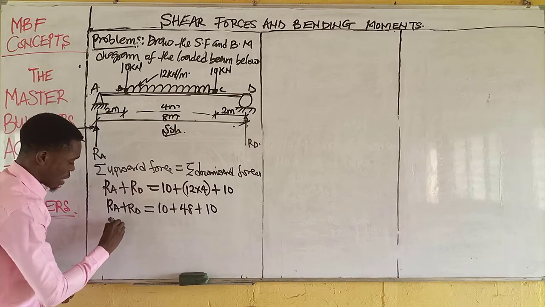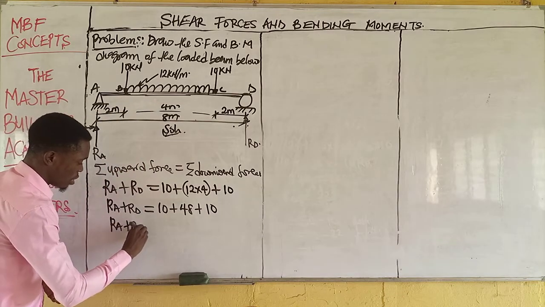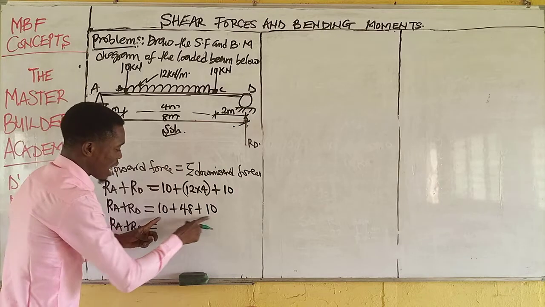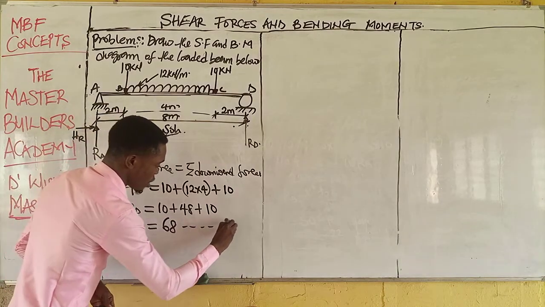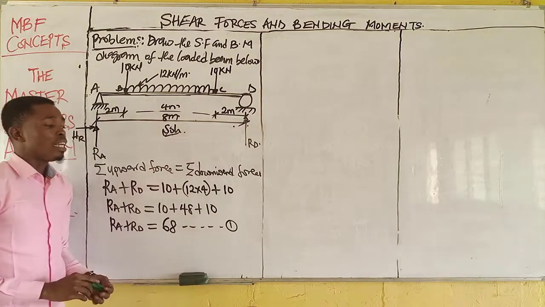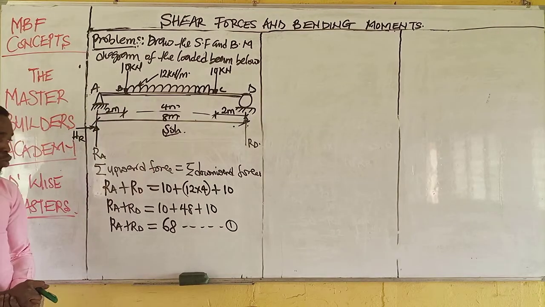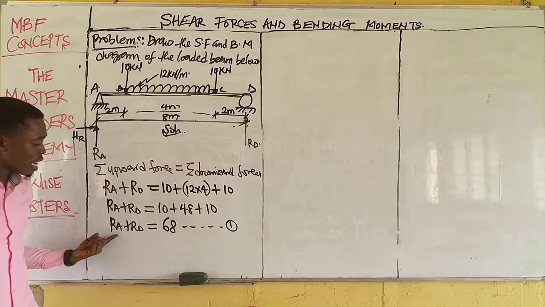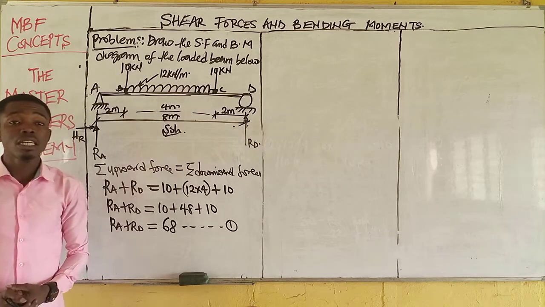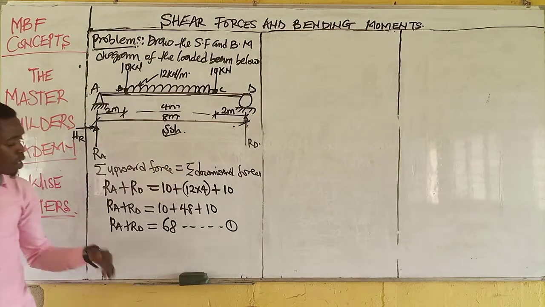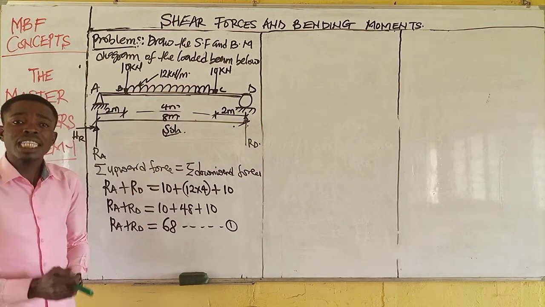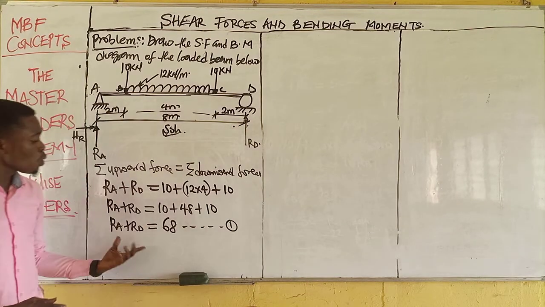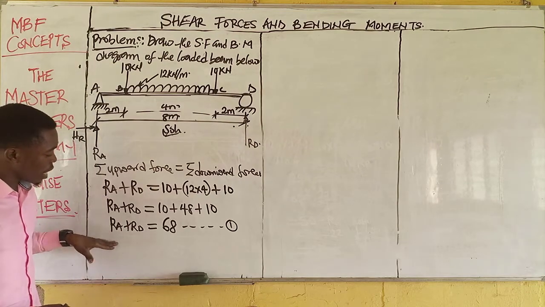Then we have RA plus RD is equal to 10 multiplied by 48 plus 10. And finally, we have RA plus RD is equal to, when we add 10 to this, we have 58, then this gives us 68. This is equation 1. Now, the next thing we are quickly going to do is to obtain reaction at A and reaction at D. And of course, we know that it is impossible for us to obtain two unknowns from one equation.